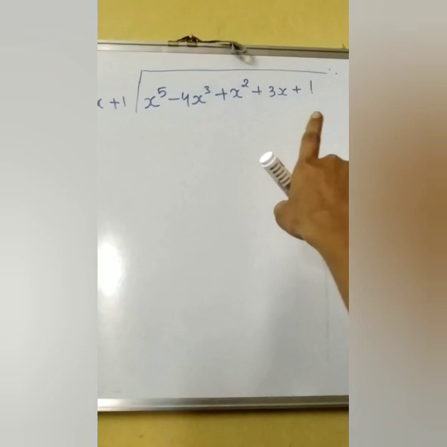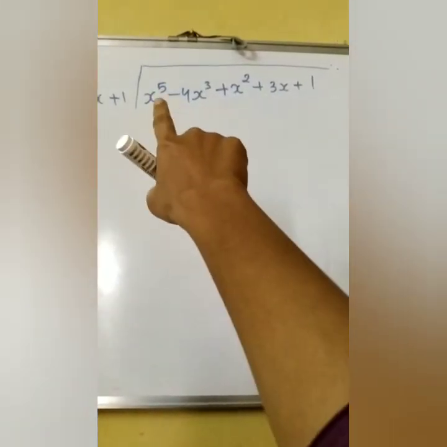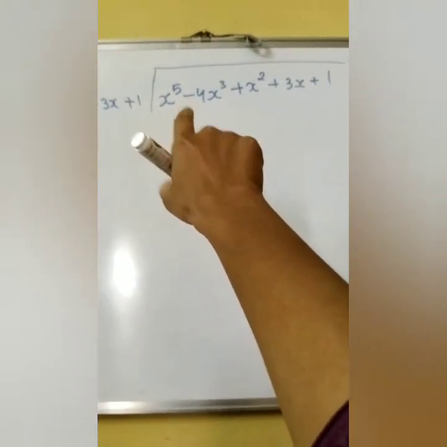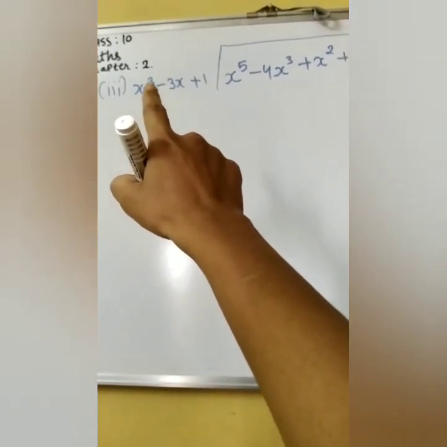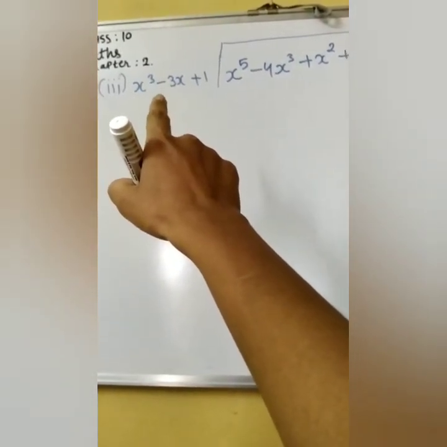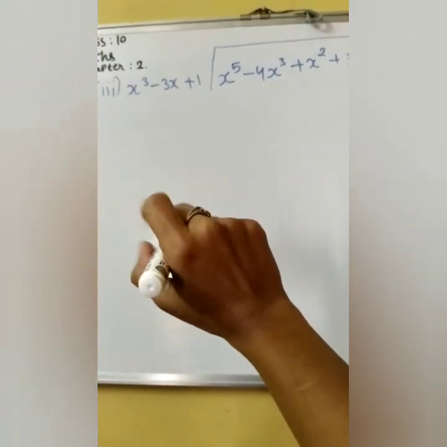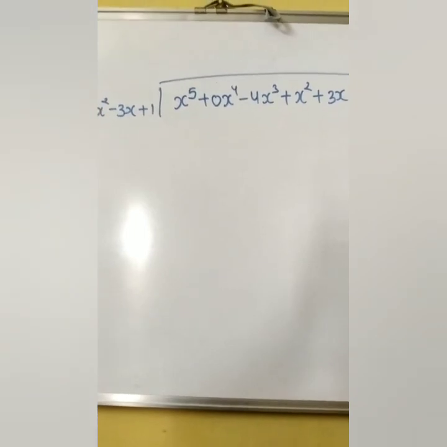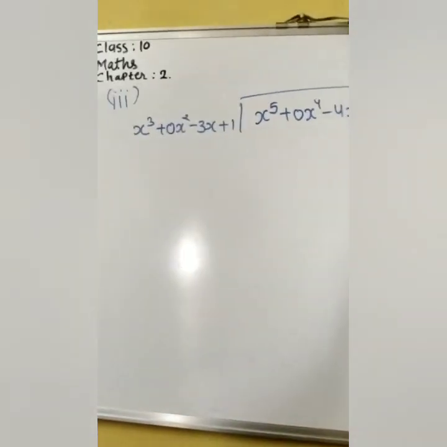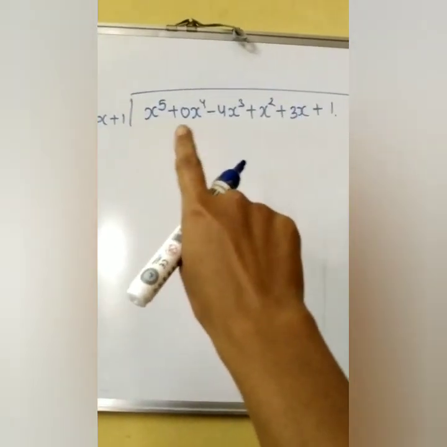Then all terms are in the form. So here we will add plus 0 x raised to 4. Here again we will check, it is x cube and the term x square is missing. So we will add plus 0 x square over there and then we can divide. So here we will see. Now it is in the form, as you can see.